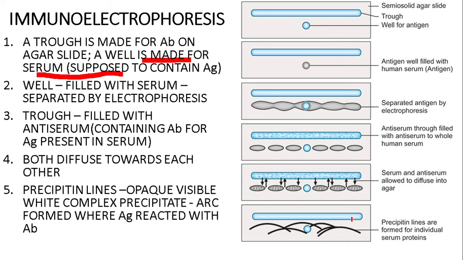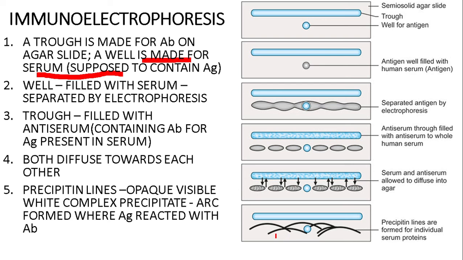And if the blood sample we added really contains antigen, then the antigen antibody reactions will take place and the precipitin lines can be seen. It is quite opaque in nature. It is visible as a white complex precipitate. If you simply look into that gel, we can see it in the form of this arc. So presence of this arc indicates that the blood we added, the serum sample we used really contains the antigen. So it was infected.